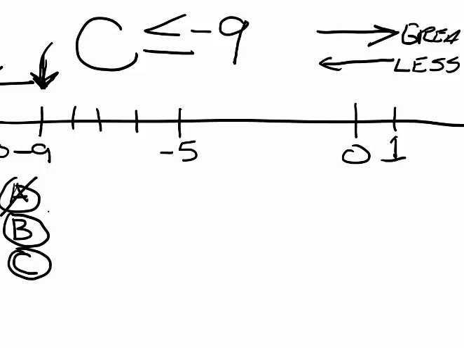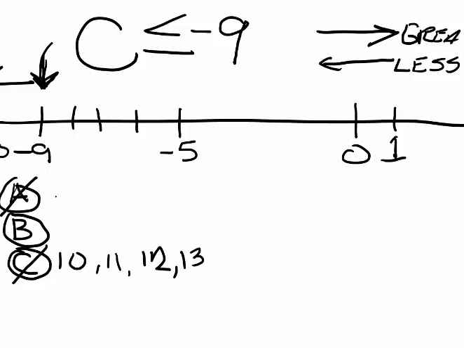Solution set C is 10, 11, 12, and 13. So these are all positive numbers, and we know that all of these numbers, without even plotting them, are going to be clearly to the right of -9. So solution set C is not valid.